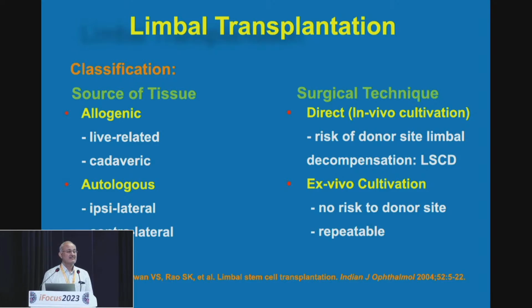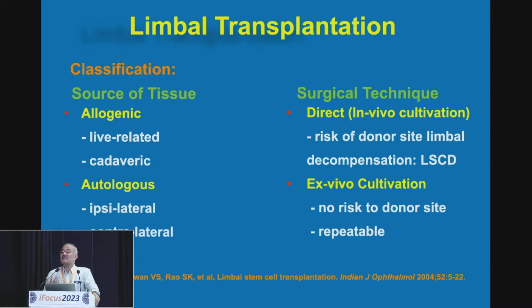What is allogenic? From the same person or from the other? And if it is from another species? Xenotransplantation, yes. So for allogenic, it can be live related or cadaveric. We have done limbus. I'll show you the technique of doing cadaveric versus live related. Autologous can be ipsilateral or contralateral. What is ipsilateral? Good. Surgical technique wise, there is a direct, meaning that you transplant the tissue from the same eye or the other eye of the same person or from the donor and transplant directly, like corneal transplantation.